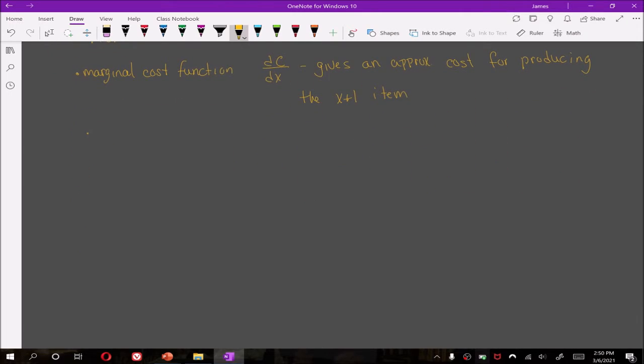Next up, we have the marginal revenue function, which is dR/dx. So it's the derivative of revenue with respect to x. And this will give an approximate revenue for selling the x plus 1 item.